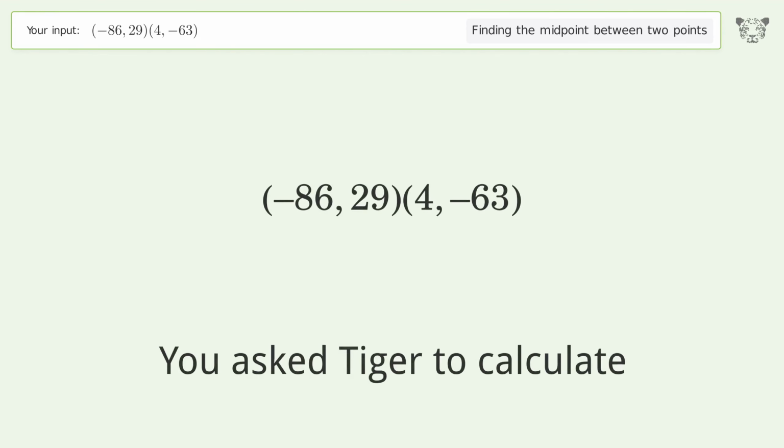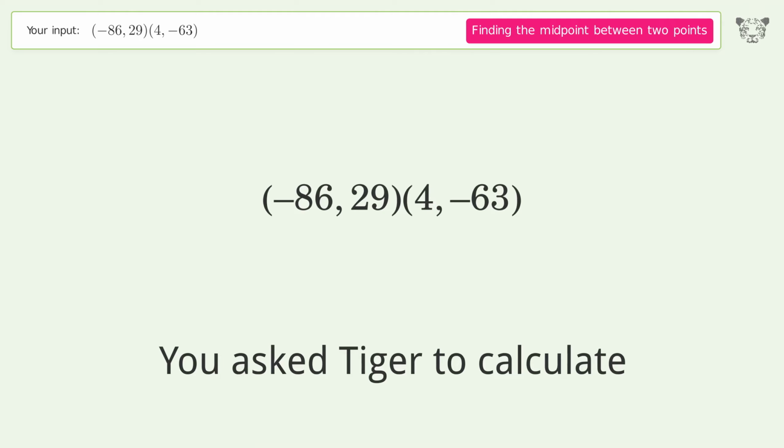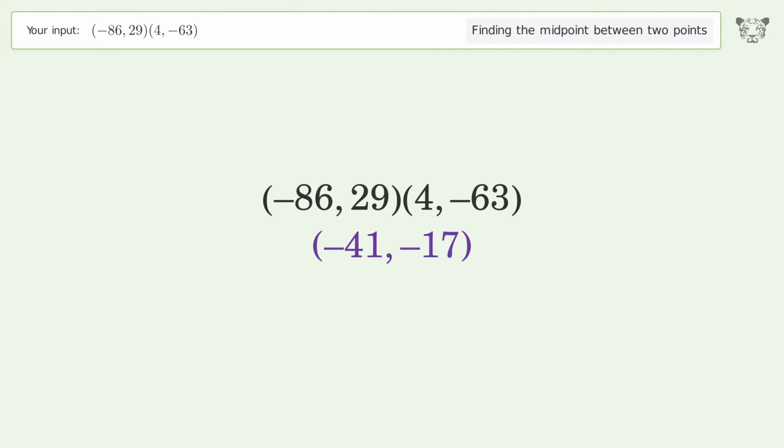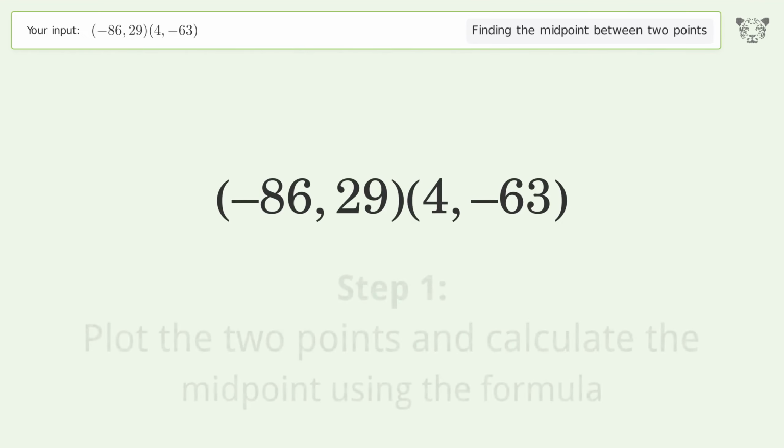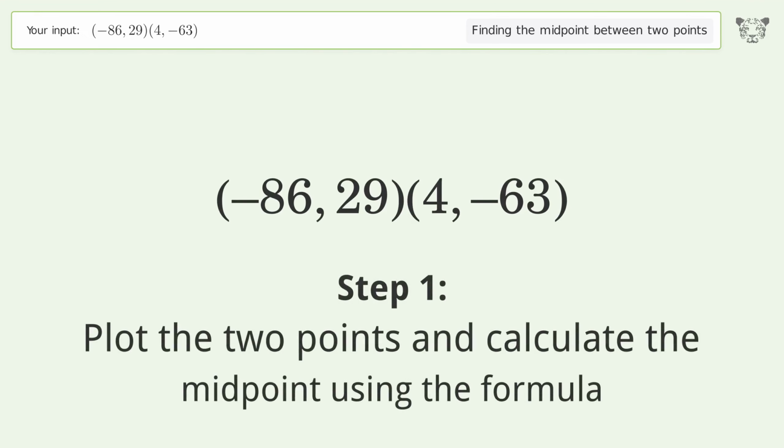You ask Tiger to calculate. This deals with finding the midpoint between 2 points. The midpoint between the 2 points is -41, -17. Let's solve it step by step. Plot the 2 points and calculate the midpoint using the formula.